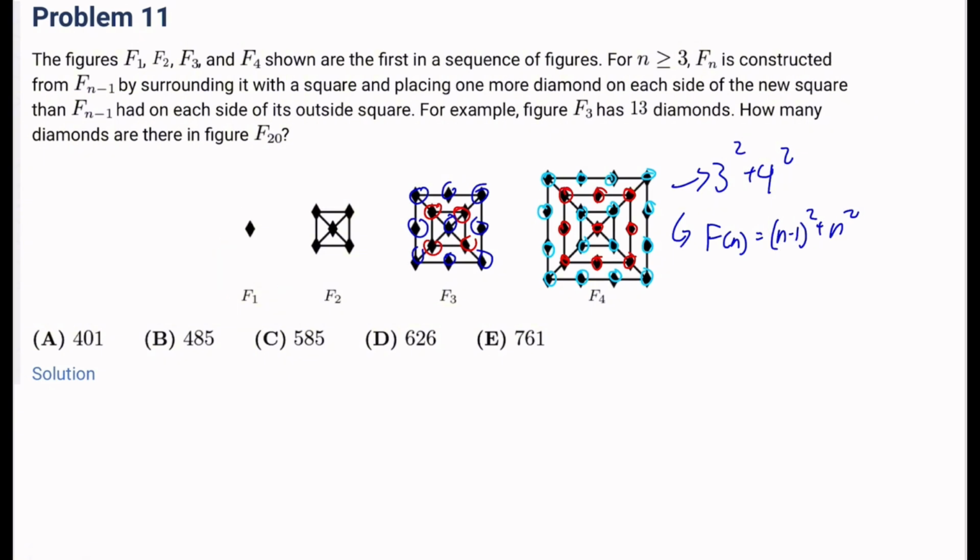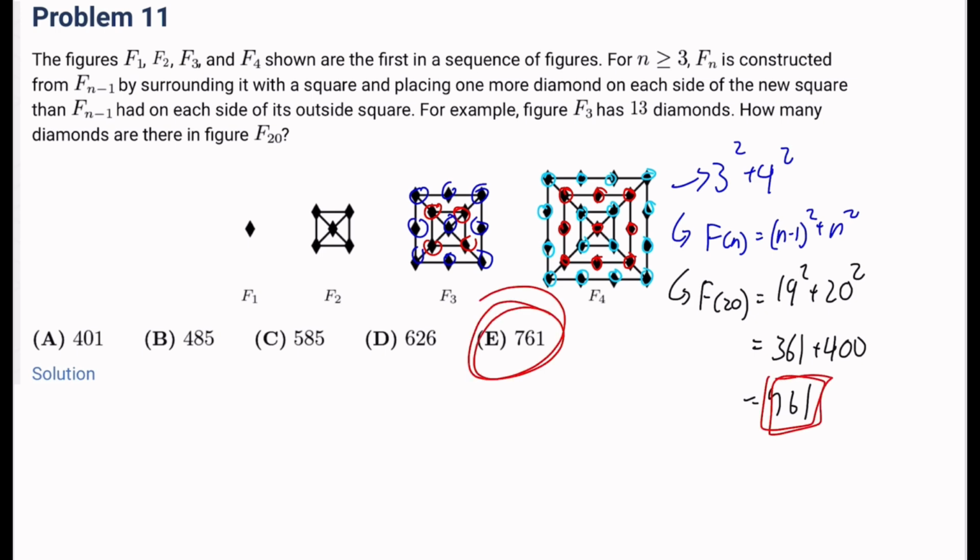And so if we need f20, so if n equals 20, f20 is going to be equal to 19 squared plus 20 squared, which is 361 plus 400 equals 761, right? So this is the answer, it's E.